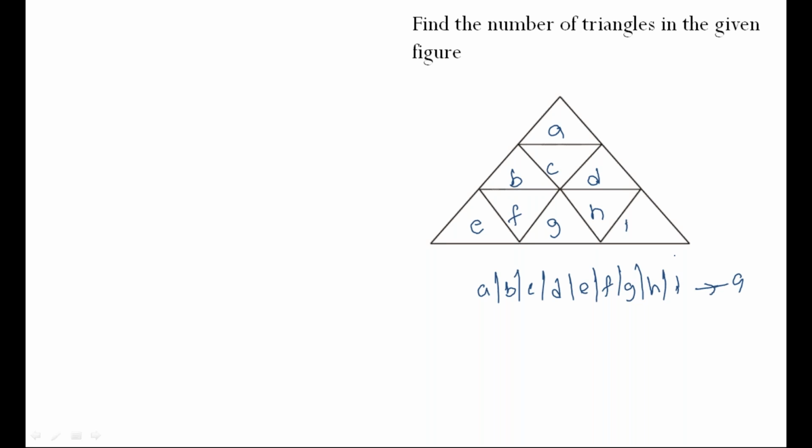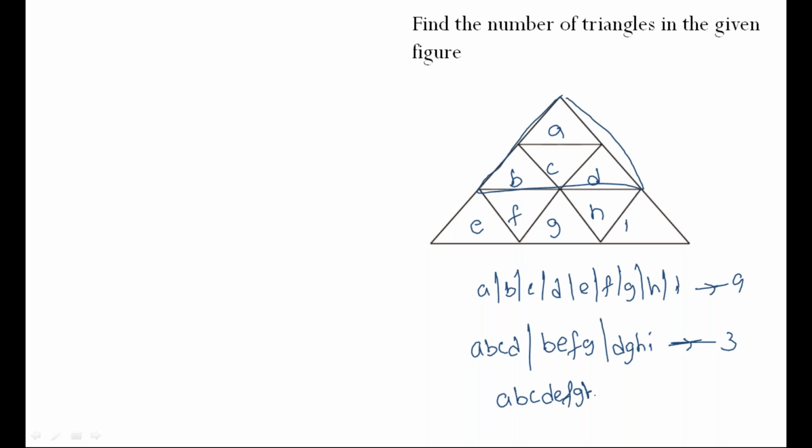Now we should see the combinations as well. If you observe here, A, B, C, D is one combination, which is a triangle. Similarly, B, E, F, G is one triangle. Next, D, G, H, I is one more. So 3 here, and that entire box is one triangle, right? A, B, C, D, E, F, G, H, I. Total, if you calculate, we'll get 13 triangles. It's not 10, it's 13.